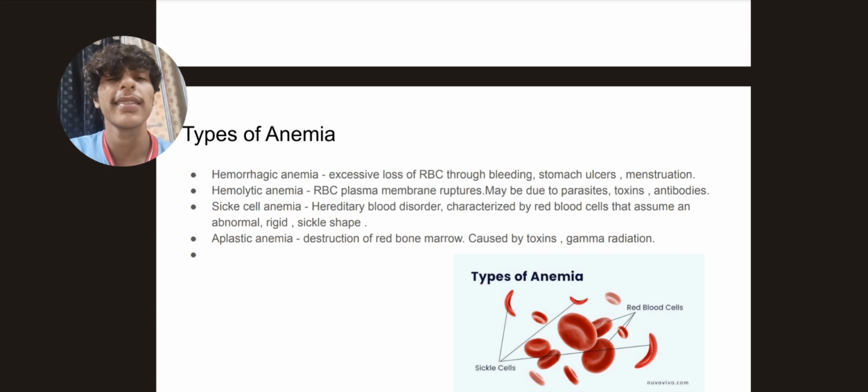In sickle cell anemia, it is a genetic condition, an abnormal genetic condition in which there will be an abnormal shape of RBC. The proper shape of RBC is biconcave, but here it becomes sickle-shaped. Due to the abnormal shape of RBC, which is congenital, it is called sickle cell anemia. Then aplastic anemia. There would be destruction of red bone marrow. The red bone marrow is responsible for synthesis of RBC. It can be caused by toxins or gamma radiation, and this will lead to aplastic anemia. It is a major cause of anemia.